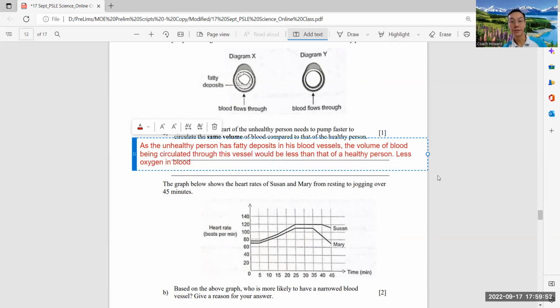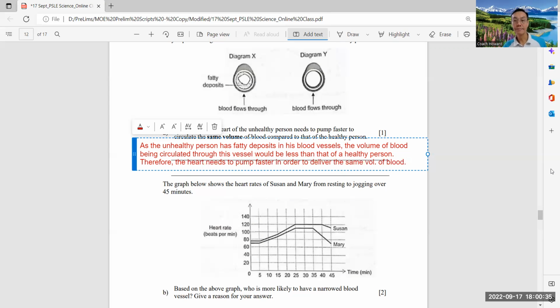Okay, because the volume of blood being circulated through this vessel will be less, therefore the heart needs to pump faster in order to deliver the same volume of blood.